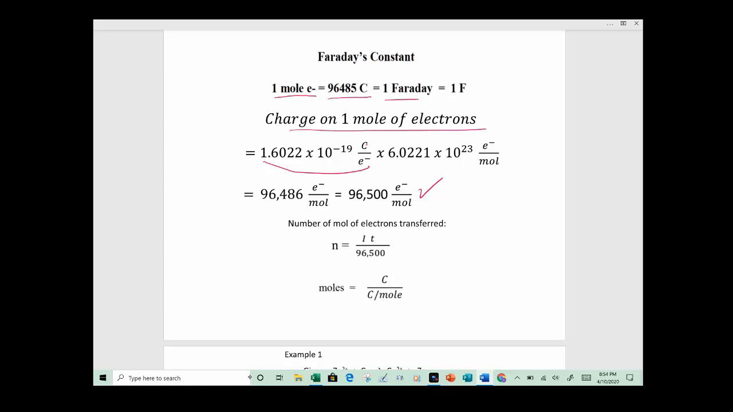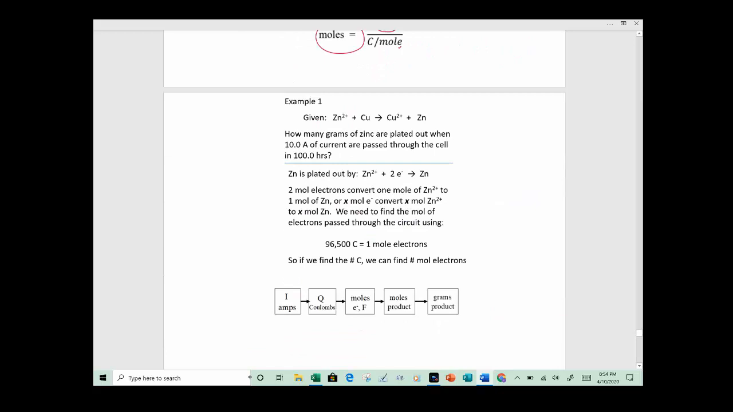We can calculate the number of moles of electrons transferred using this equation here: the current times the time over 96,500 coulombs per mole. I is coulombs per second. Time is in seconds. So we have coulombs on the top here, and in the bottom we have coulombs per mole. So we can calculate moles. Example. Given our cell that we've seen before, how many grams of zinc are plated out when 10 amps of current are passed through the cell in 100 hours?